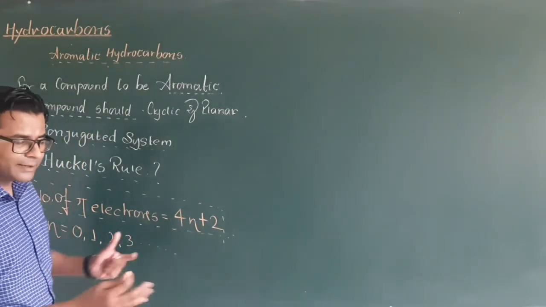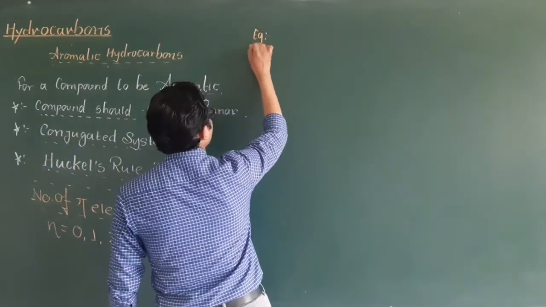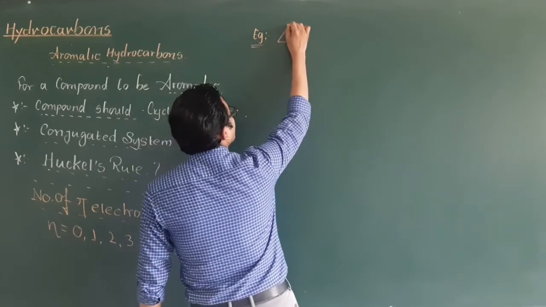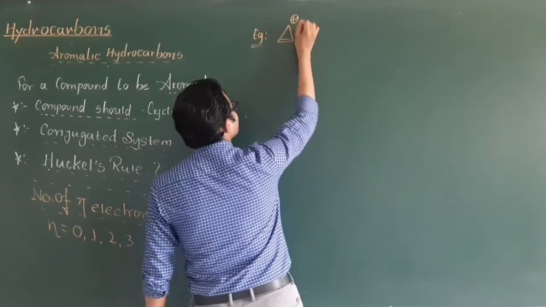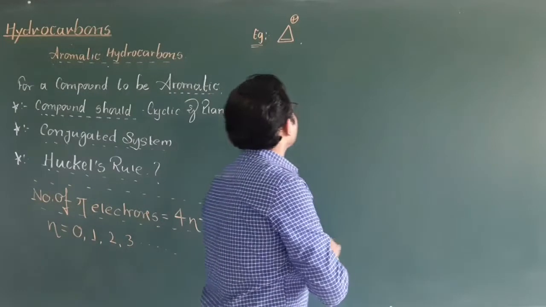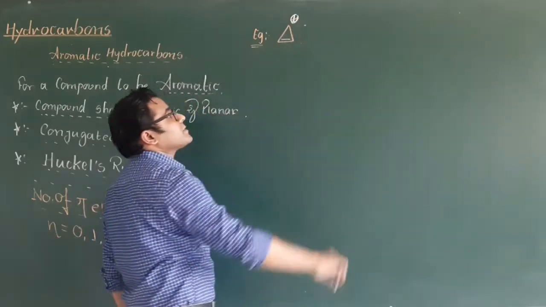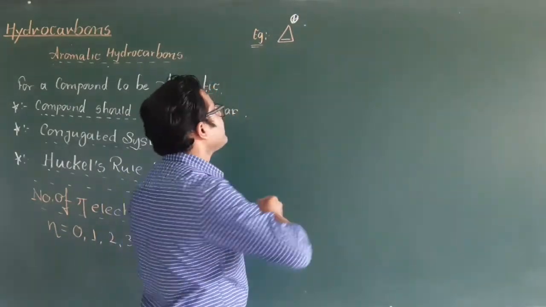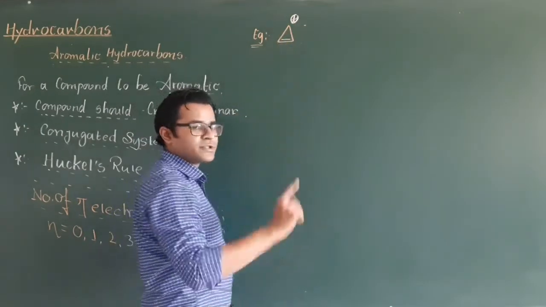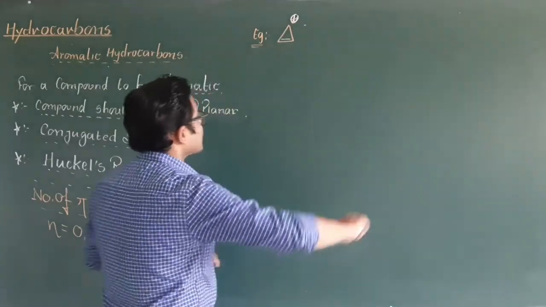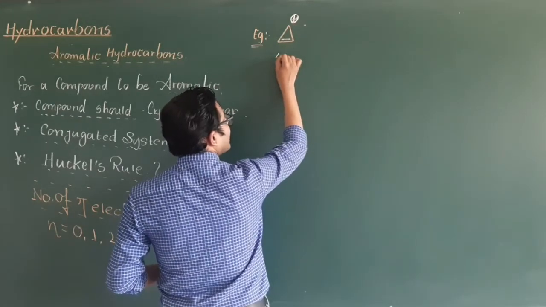Let's apply this. Let's try to understand it. Let me take one example, the cyclopropene cation. Please observe that we have a double bond over here and a positive charge over here. Now, due to the positive charge, this double bond can shift between these positions. So it keeps on delocalizing.